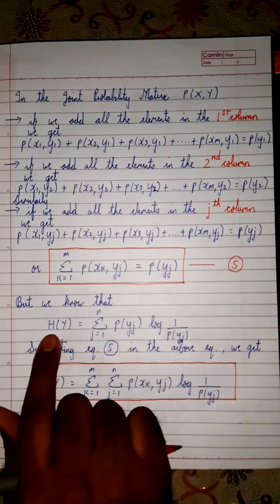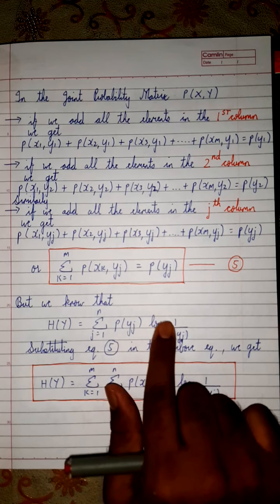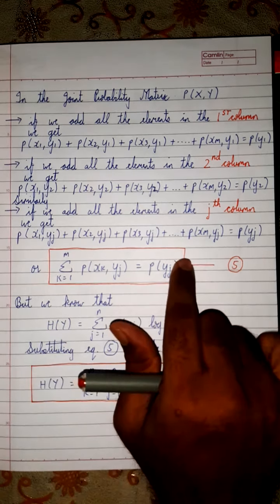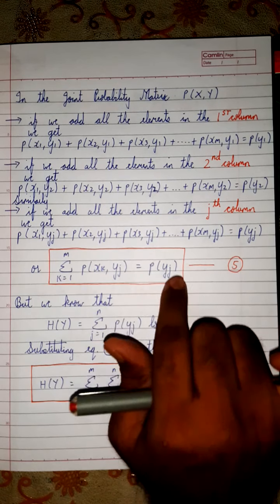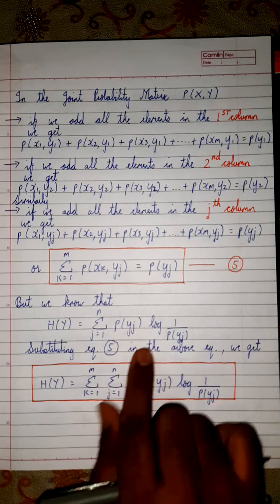But we know that H of y is equal to sigma j is equal to 1 to n P of yj log 1 by P of yj. So what I'm going to do is substitute the equation of P of yj in this equation. So what will I get?